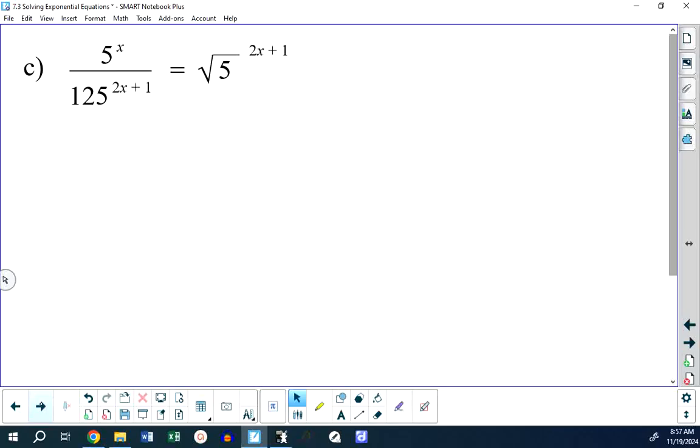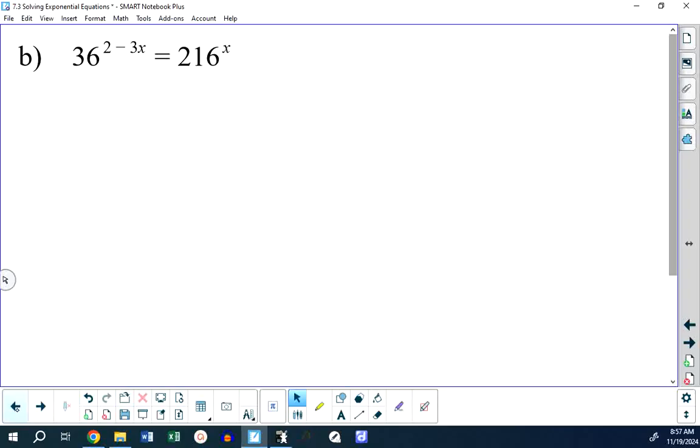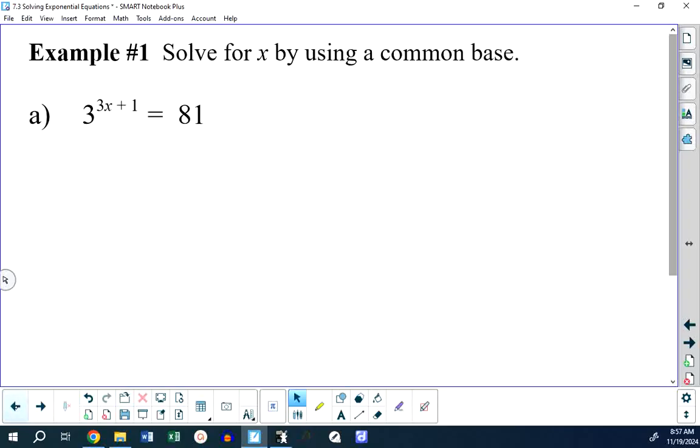Because all of these bases, 5, 125, and the square root of 5, can be written in base 5. 125 can be written as 5 cubed. Root 5 can be written as 5 to the 1/2. There's a common base here that we'll get to. There's a common base clearly here that's 3.